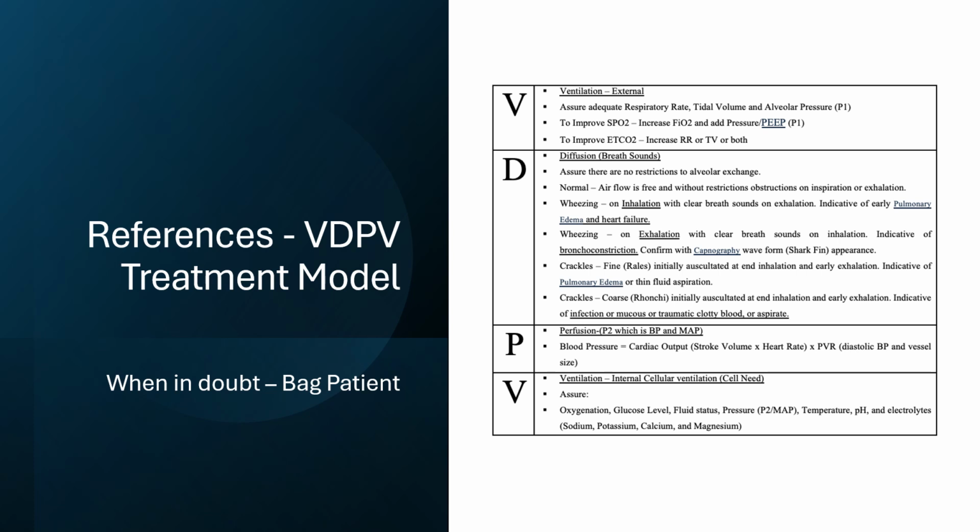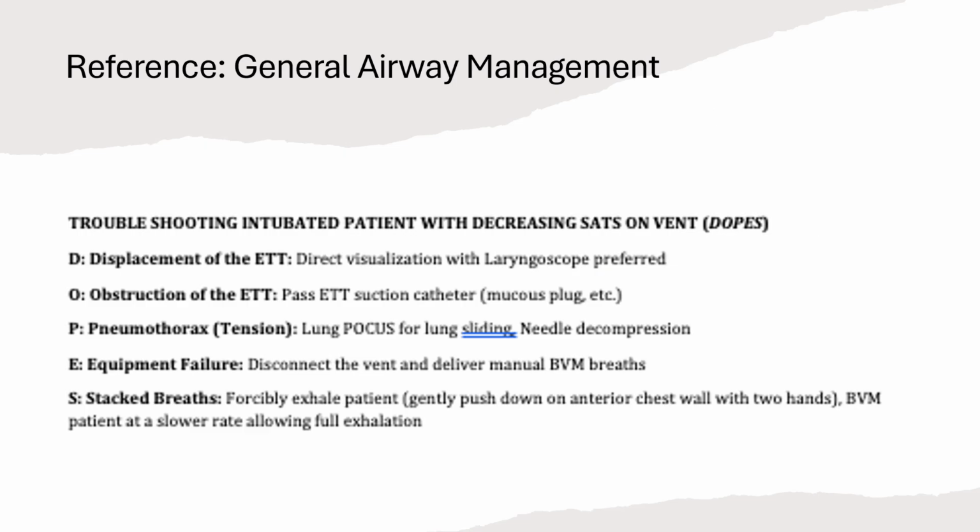Next slide. This is what I'm talking about right here. DOPES. This is a very quick way of troubleshooting a patient decompensating on the vent. Disconnect them. First, make sure your tube's still where it's supposed to be, right? D is displacement. Next, is your tube obstructed? So if you're having a tough time bagging, you're going to want to pass the suction catheter into that tube, because you may have a clog.